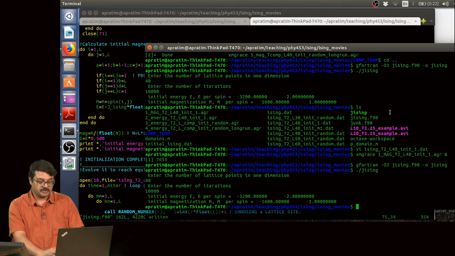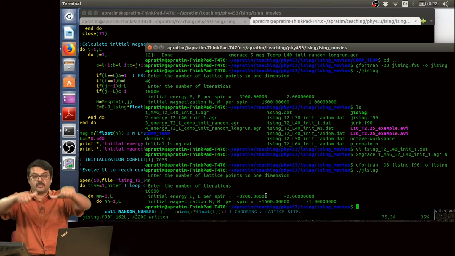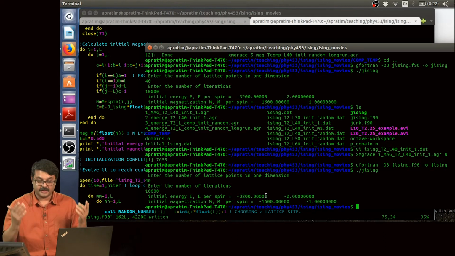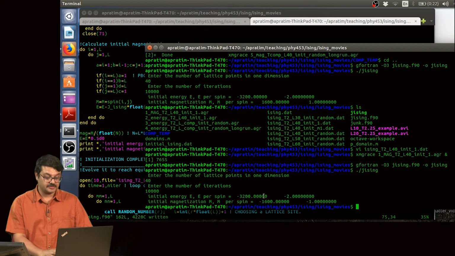What I want to point out to you is that the total energy of the system remains -3200 as before. All spins pointing up or all spins pointing down are identically the same, their energy contribution is the same, and energy per spin remains -2, but the magnetization now has become negative, and the magnetization per spin is again negative.